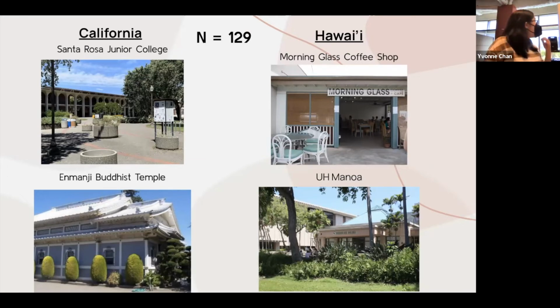So I traveled to Santa Rosa, California to collect a lot of my data from California. Some of the places I collected data from include Santa Rosa Junior College and Enmanji Buddhist Temple. And in Hawaii, I collected a lot of my data from UH Manoa, but also random coffee shops around. It was really an experience to approach people and ask them to take my test. In all, I collected enough usable data from 129 participants.